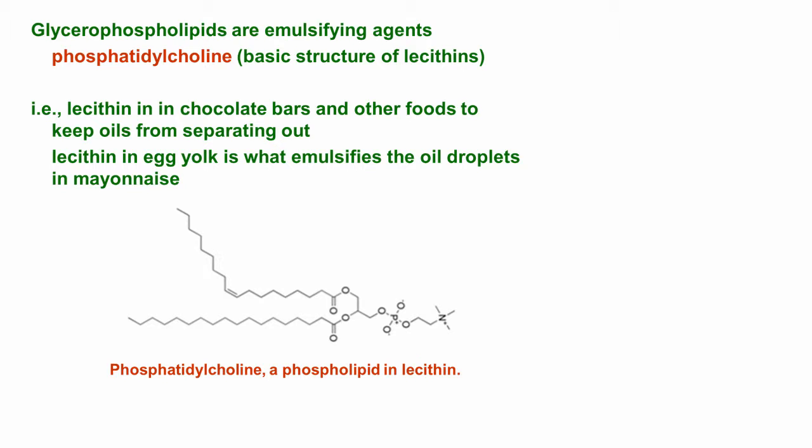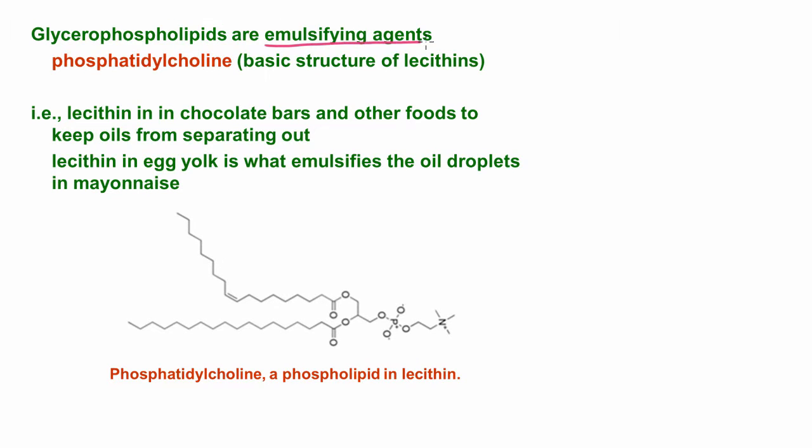Okay, so glycerol phospholipids are what we call emulsifying agents. Phosphatidylcholine, that's the basic structure of lecithins. So lecithin is actually found in egg yolks, and it's also in chocolate bars and other foods. And what it does, it keeps the oils from separating out.